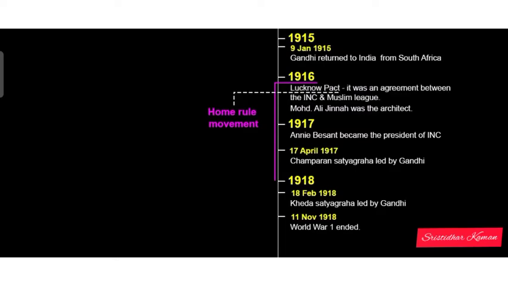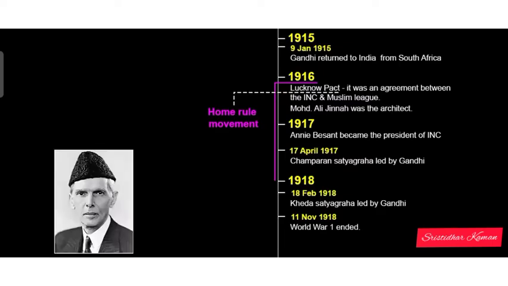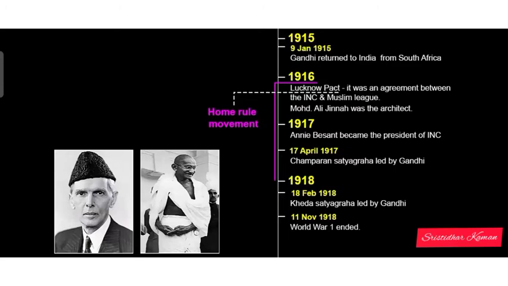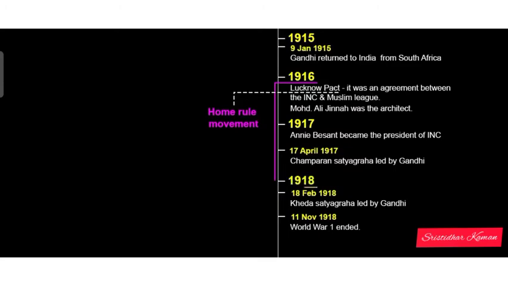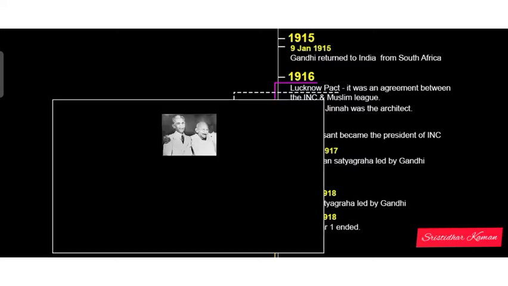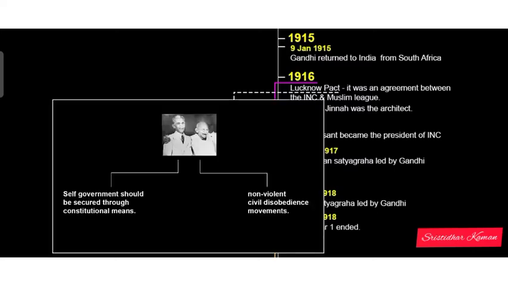Now, if you can recollect, the Lucknow Pact of 1916 was actually an agreement between the Indian National Congress and the Muslim League towards forming a united front against the British in demand of self-rule, and the architect was Muhammad Ali Jinnah. Now, Jinnah's problem with the Congress began with the rise of Gandhi in 1918, because that's when the Gandhian era had started. Jinnah was against Gandhi's idea of non-violent civil disobedience movements as the means to obtain Swaraj. Jinnah believed that self-government should be secured through constitutional means. In simple words, both Jinnah and Gandhi's aim was Swaraj, but their ways of obtaining it were different.